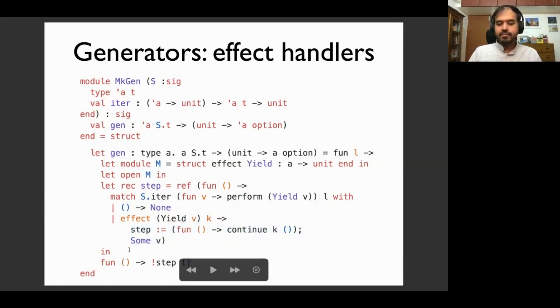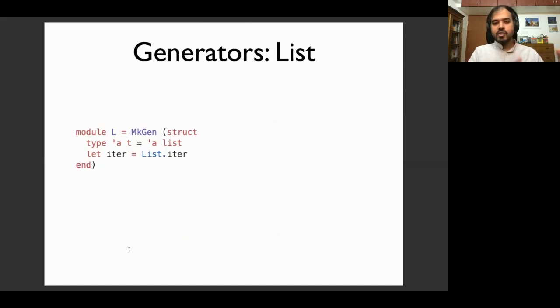Of course, there are other things going on, but that's part of the implementation, right? This is not the code that the user is going to see. What the user of the generator is going to see is this, right? Suppose I want to implement a generator on a list. All I say is that the type is going to be alpha list and the iterator is going to be list iterator. I get an L module which gives you this generator.